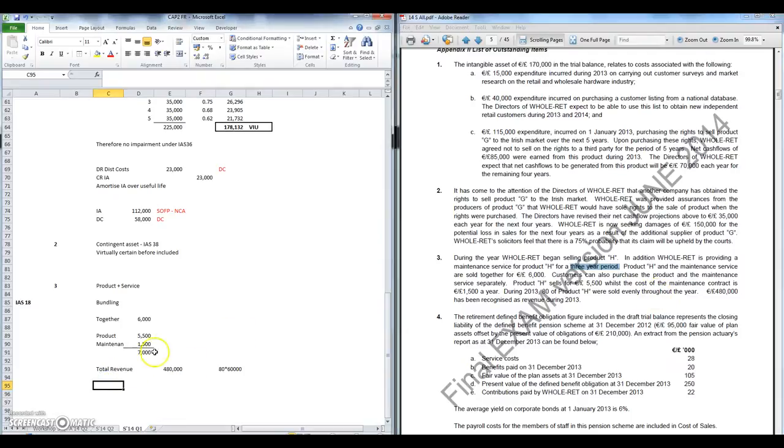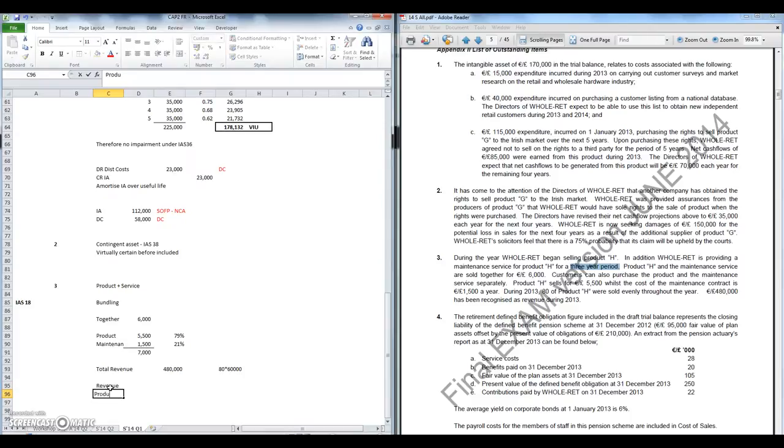So the first question is, how do we get the split? Well, the product price is 5,500, so the product will be 79%, whereas the maintenance is made up of 21%. So that's how you get that split. Okay? So then, because you sold them all together at 6,000, you say the revenue.